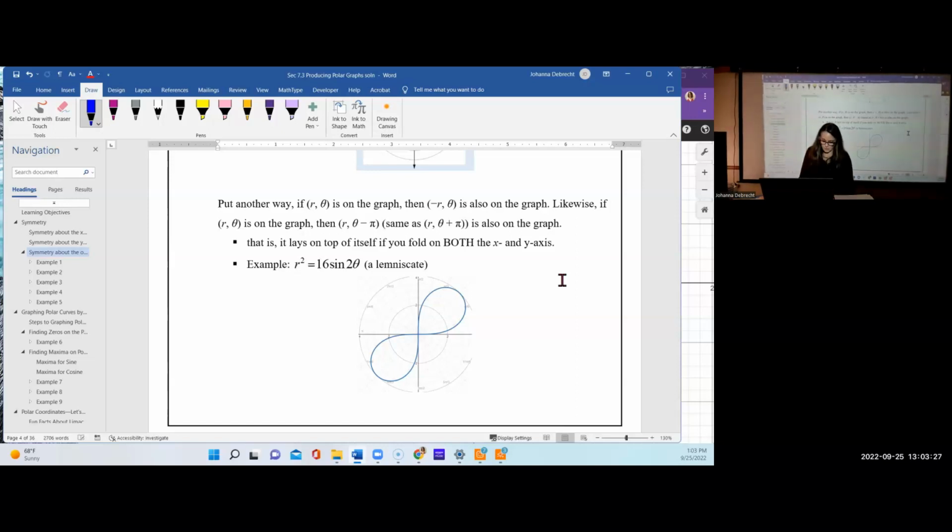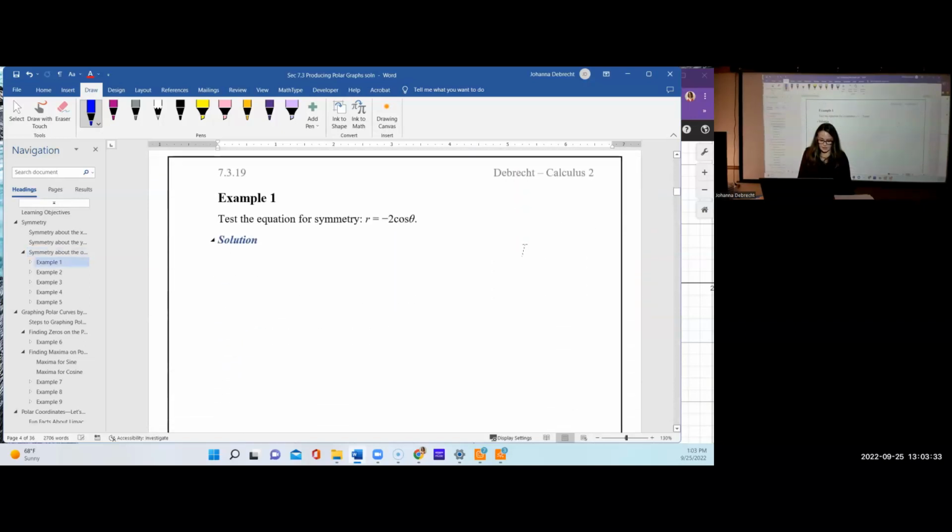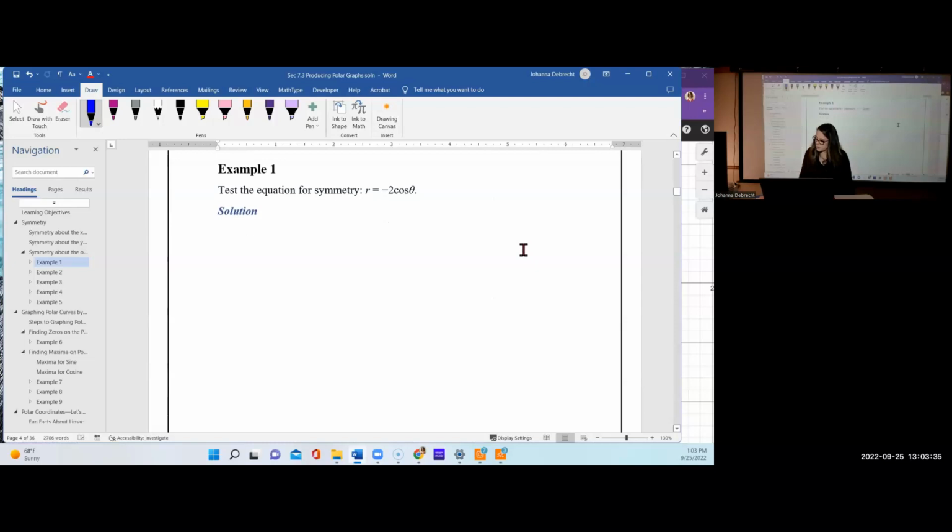All right. And we're going to see another one in just a moment, which is going to be slightly different. We're going to have to do some work to prove that that one has symmetry about the pole. Okay. Now, the next thing we want to look at is this problem right here. We want to test for symmetry. So we see that we have cosine. So again, there are 3 types of symmetry that we want to look at.